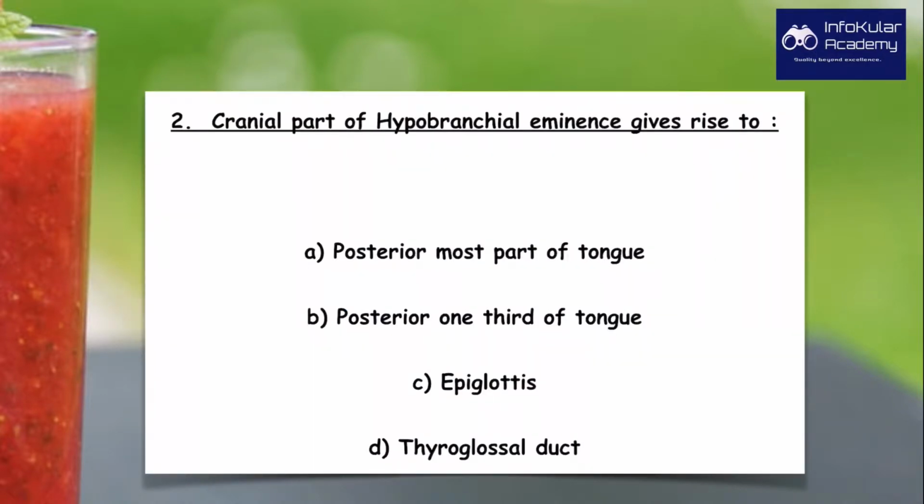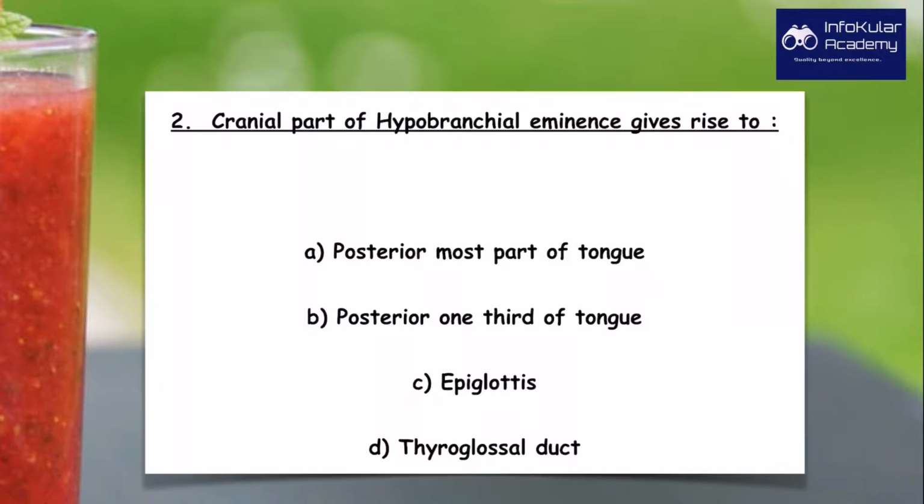Cranial part of hypobranchial eminence gives rise to A. Posterior part of tongue, B. Posterior 1/3 of tongue, C. Epiglottis, and D. Thyroglossal duct. And the answer is posterior 1/3 of the tongue.